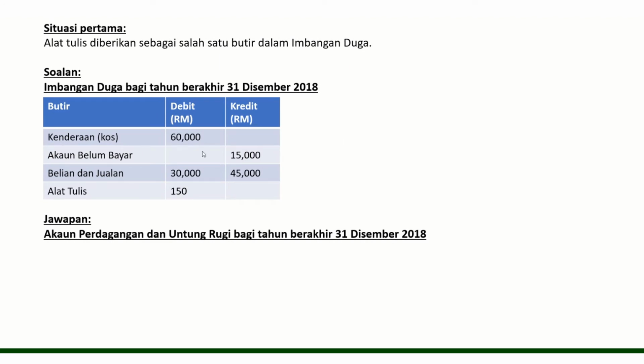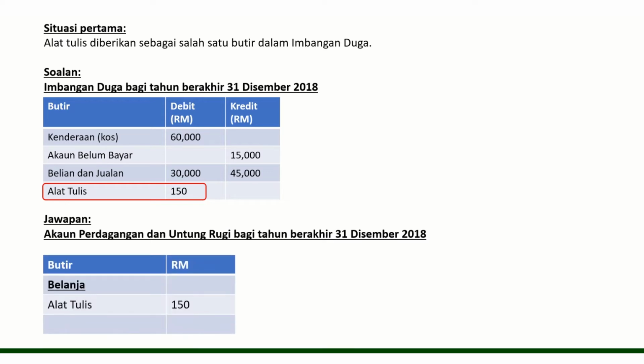Okay, now let's go into the types of questions that can come out for alat tulis. Okay, so this is the first type of situation. Situasi pertama, alat tulis diberikan sebagai salah satu butir dalam imbangan duga. So it is just given as one item in imbangan duga, and you don't have any other information at all. There's nothing in maklumat tambahan. There is nothing else which is mentioned in the rest of the question. So what do you do in this type of situation?